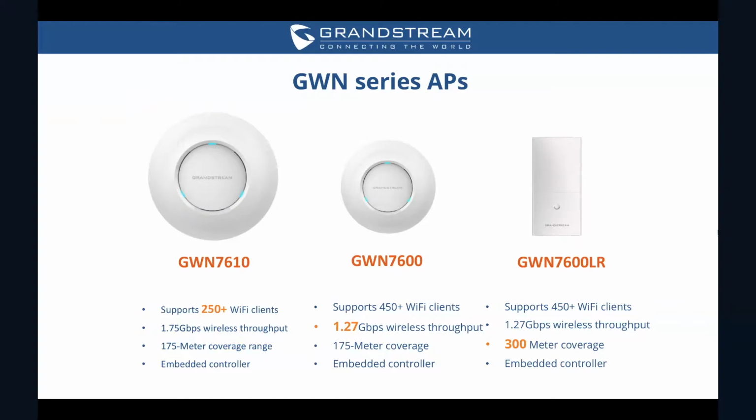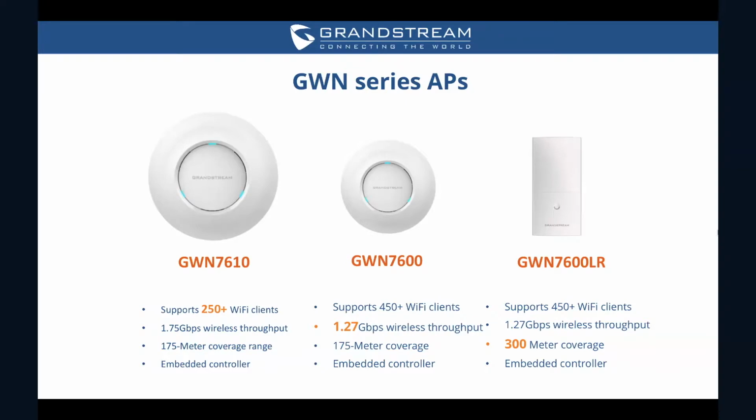And next, we came out with the 7600 about a little over a year ago. In comparison with the 7610, the GWN 7600 gives you support for an additional up to 200 clients, being able to support up to 450 plus Wi-Fi clients. It has all the same great enterprise features as the GWN 7610, but designed with small to medium businesses in mind.